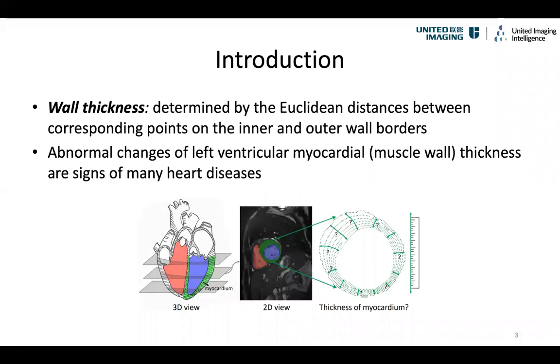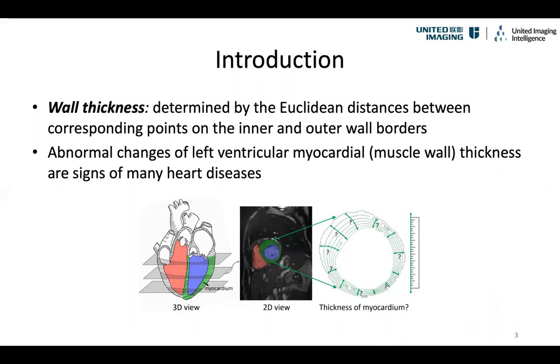What's wall thickness? Wall thickness is determined by the Euclidean distance between the corresponding points on the inner and outer wall borders. Let's look at this example. It's the thickness of the myocardium. We should calculate the distance between the epicardium and endocardium.